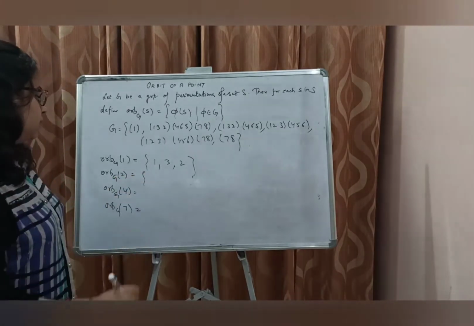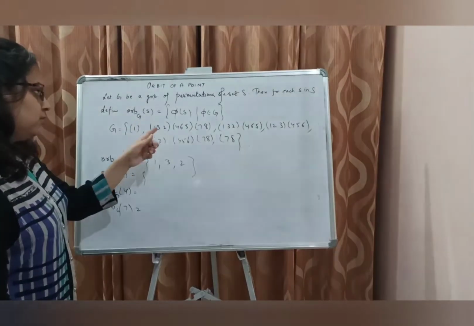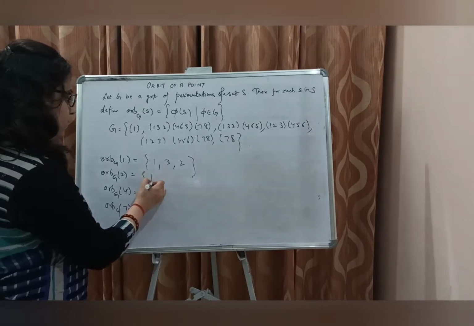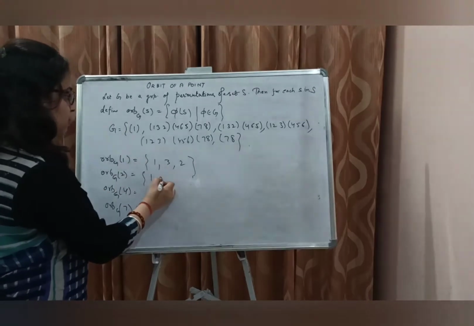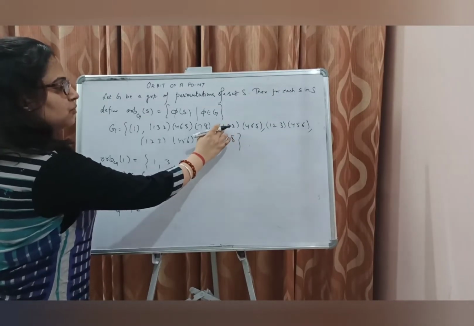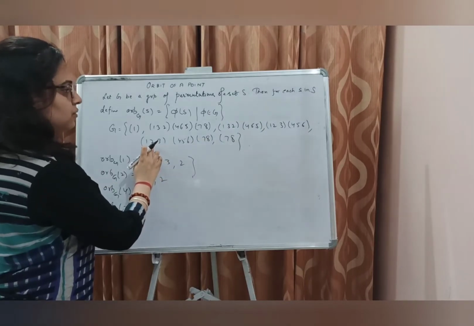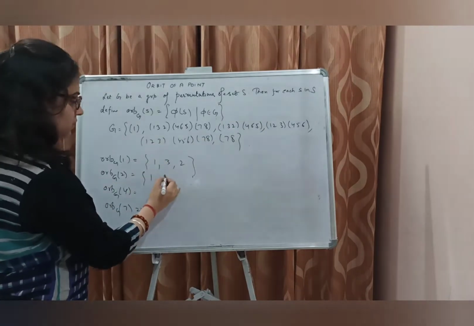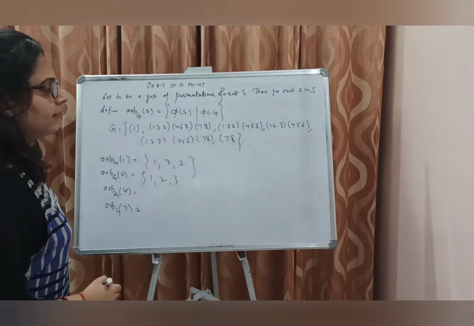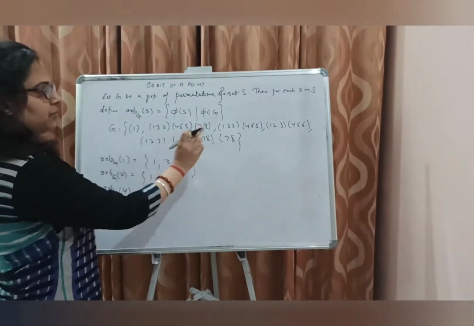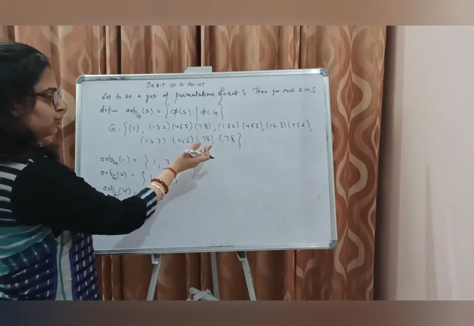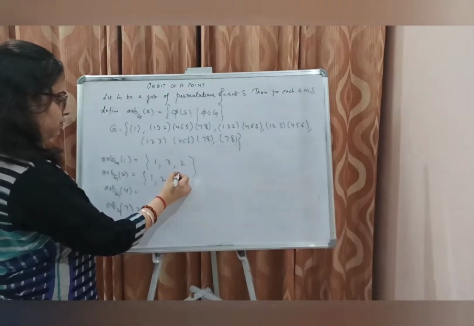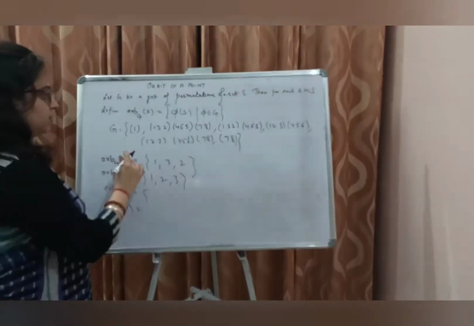Again, if we calculate the orbit of 2, here 2 goes to 1. 2 also goes to 2 in this permutation. 2 goes to 1. 2 goes to 3. And then 2 goes to 3 in this also. 2 goes to 2 here also. Similarly, the orbit of 4.